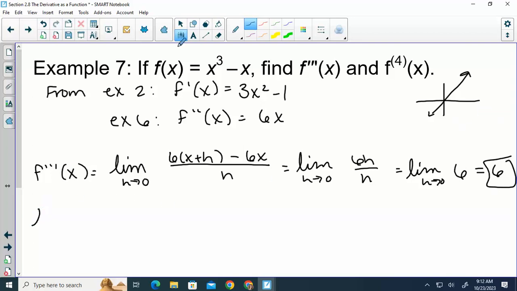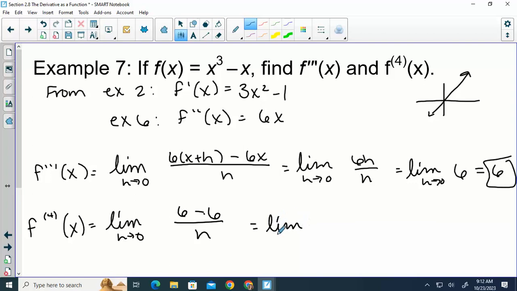So if I wanted the fourth derivative, f of x plus h, my function is just 6. So there's nowhere to even plug in an x plus h, so f of x plus h is still 6. Minus f of x is 6 all over h. 0 divided by h is 0, so my fourth derivative is 0.